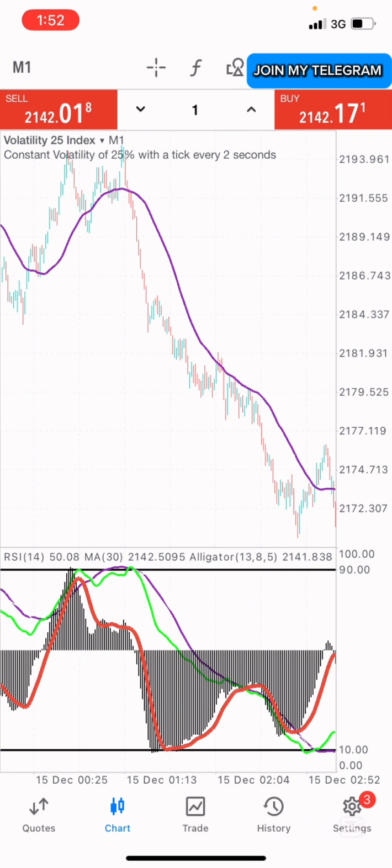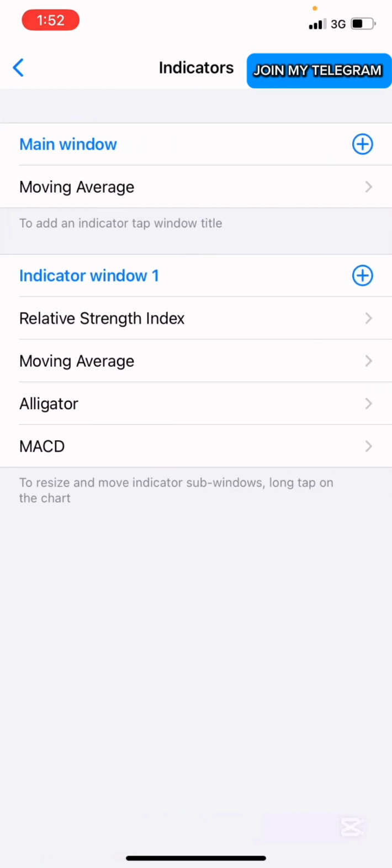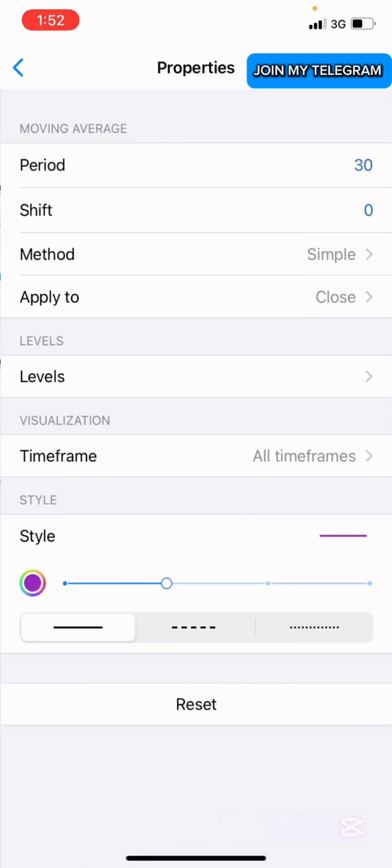Okay, so right now I'm going over to the parameter section here, whereby I'm going to share with you guys the first indicator. We put the moving average on the main window on period 30, shift 0. The method is simple, you apply to close. For the style, I put that on 2 pixels with color purple. Then when you're done with that, you click on done.